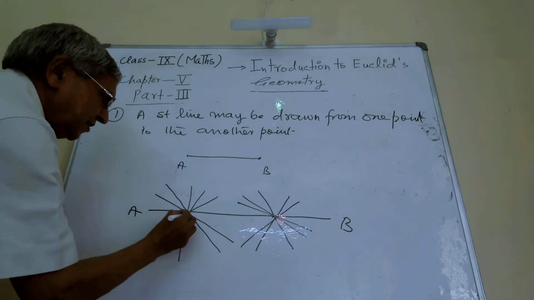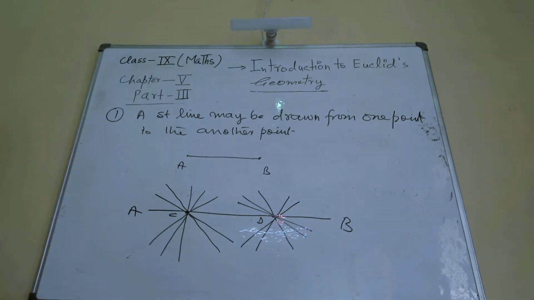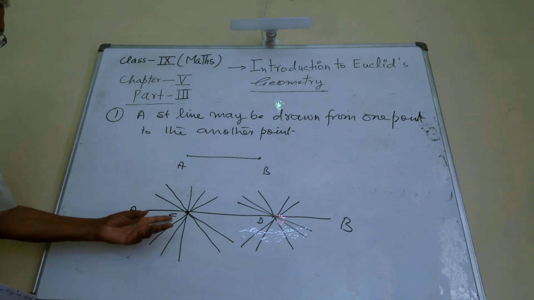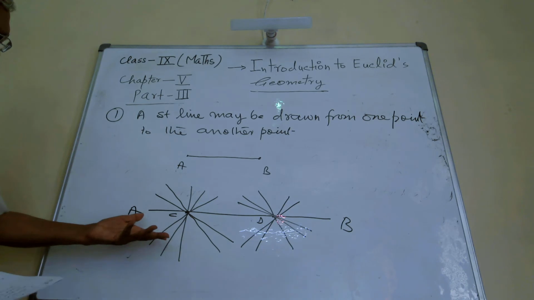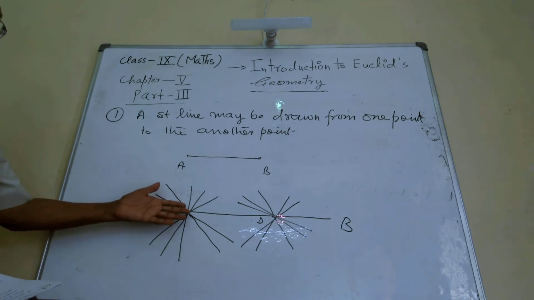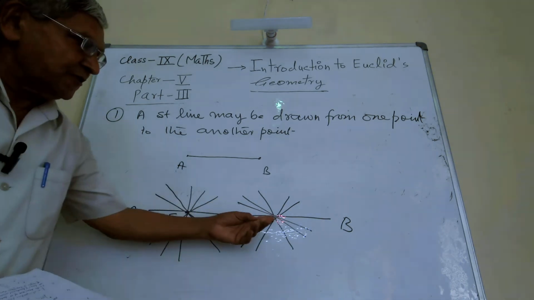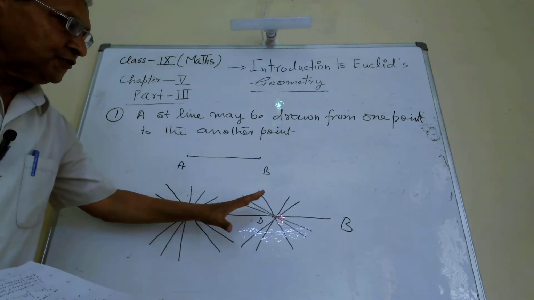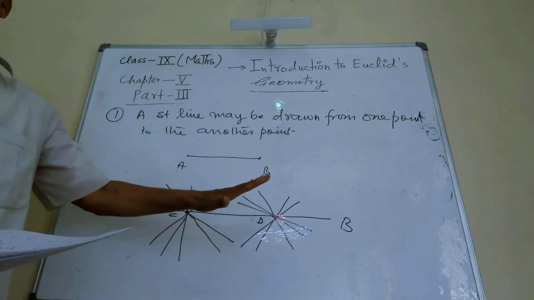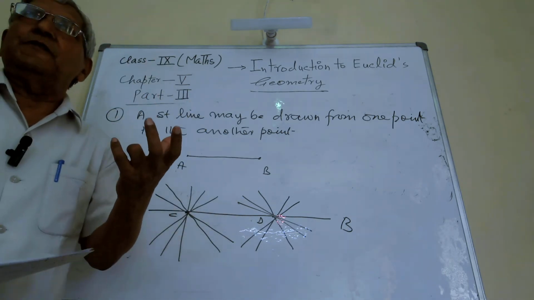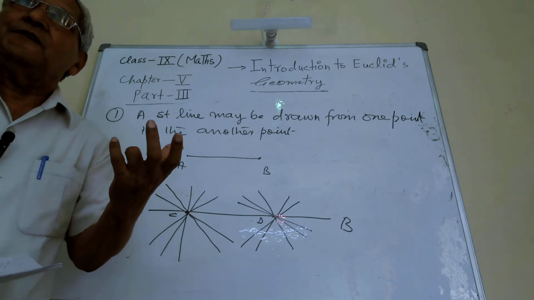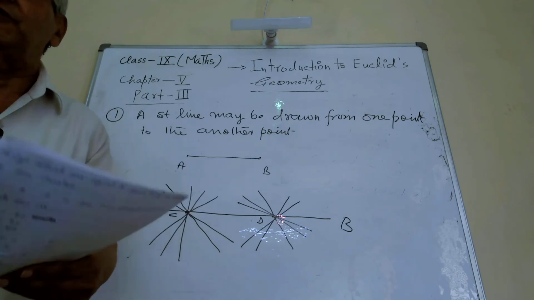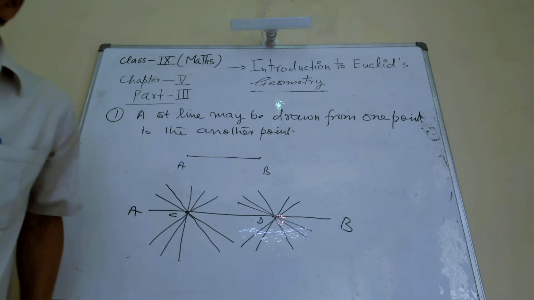These points are C and D. There are 2 points on a line, C and D. If you want to draw straight lines from C, how many lines can you draw? You can draw infinite lines. From 2 points, you can draw a single line. From a single point, you can draw infinite lines. This is the first postulate of Euclid.